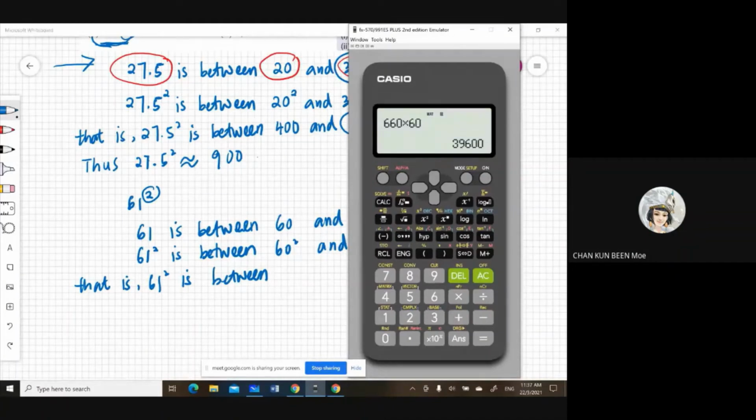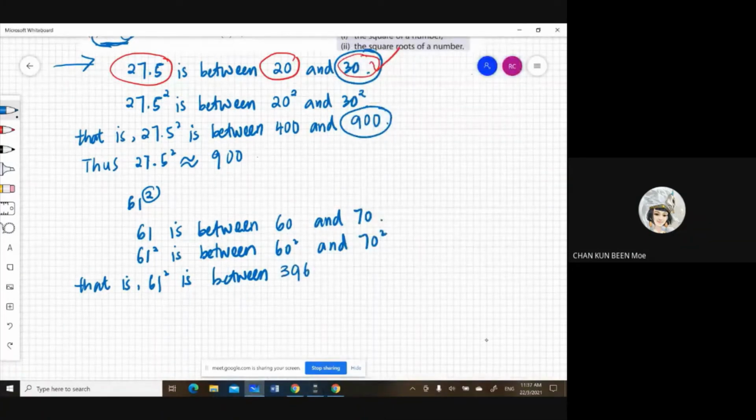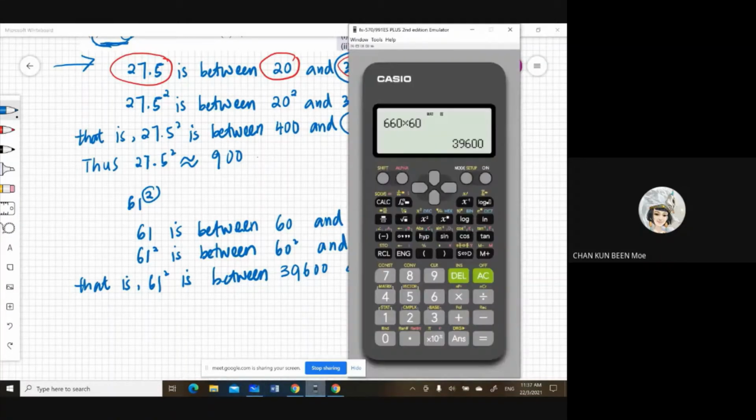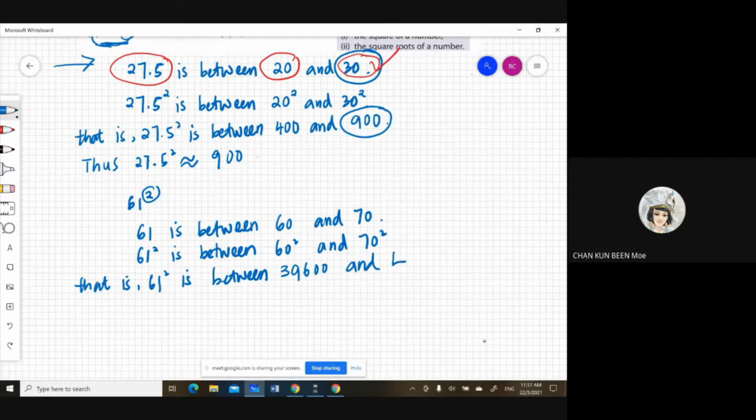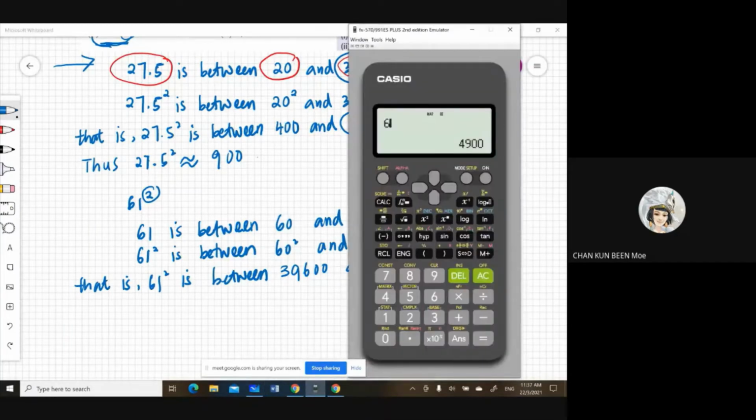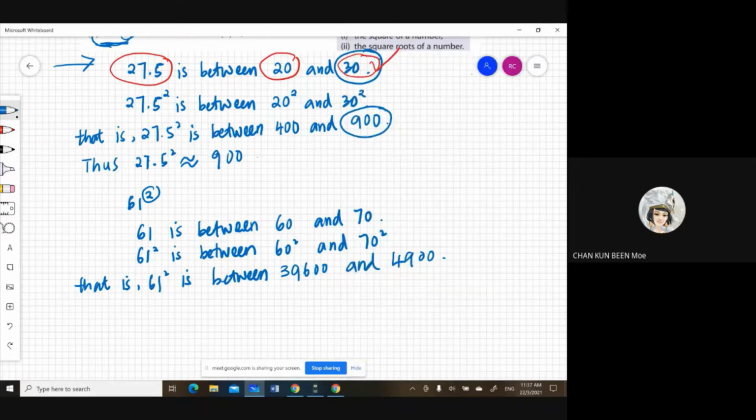We are going to write down that 61 squared is between, so we are going to find the value of 60 squared. 60 squared is 6 times 6, 36, with two zeros. If you cannot do it, you can use the calculator: 60 times 60, or you can press 60 squared. So you can see the answer is 3600. Over here I'm going to write down 3600 and 70 squared. Press the x squared, you get 4900. Something wrong here, my value is not correct for 60 squared, I pressed extra just now. 3600 is the correct one. So then you check in between 3600 and 4900.